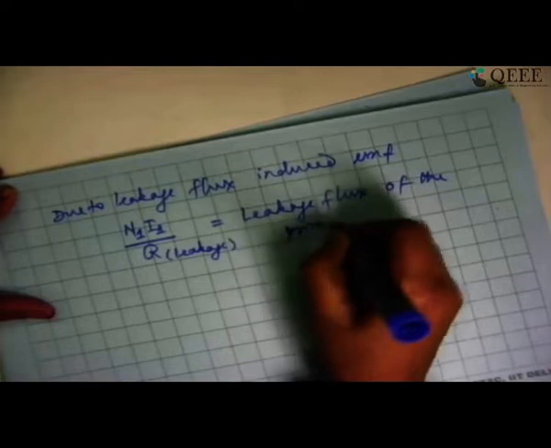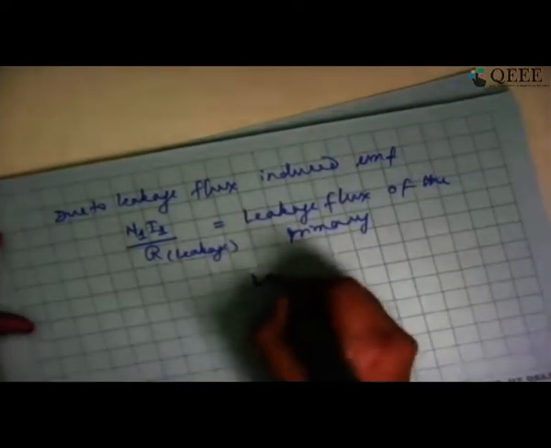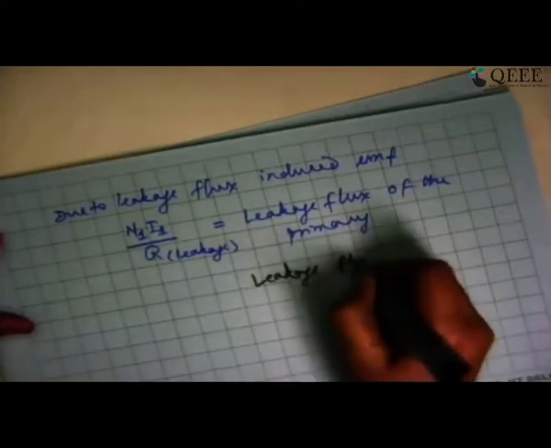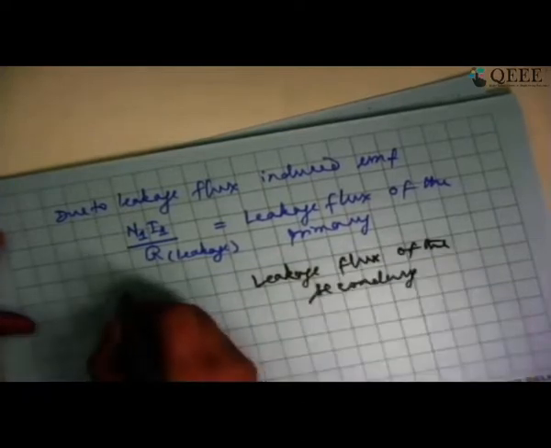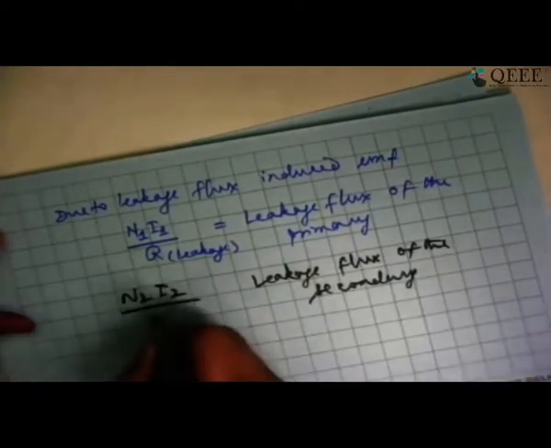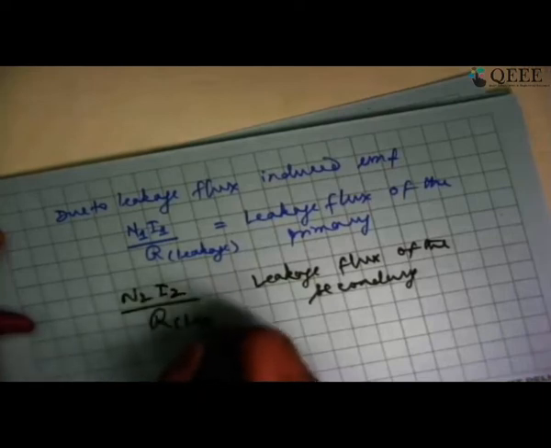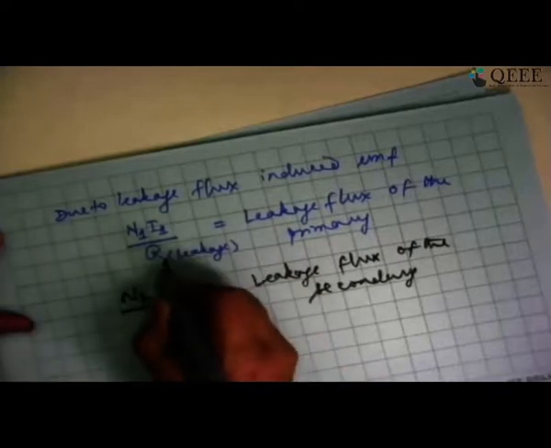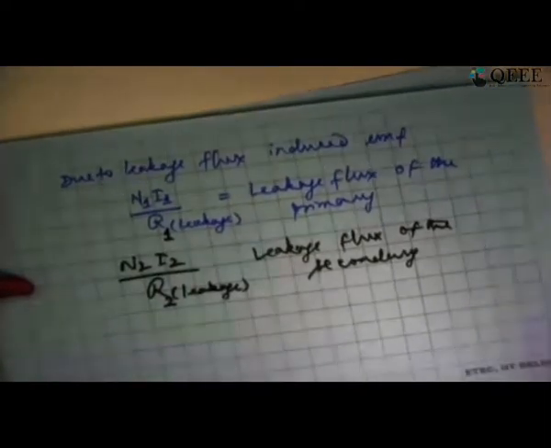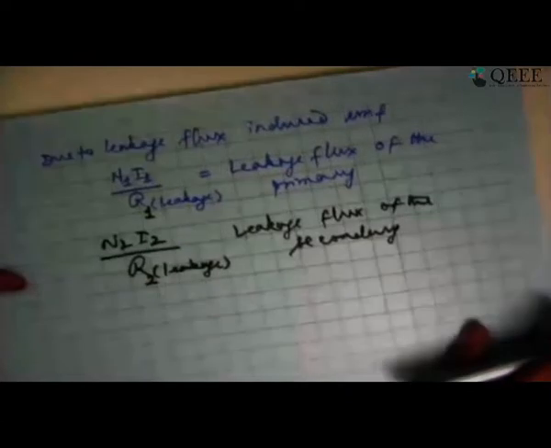Similarly, I should be able to write the leakage flux of the secondary as N2 multiplied by I2 divided by R. This is the leakage corresponding to secondary. Let me write this as R2. Maybe I can write this as R1. So I'm going to have these two as the two leakage fluxes.